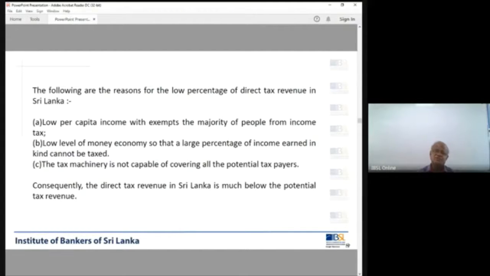Number two, exemption and income in kind. Number three, the tax machinery is not capable of covering all the potential taxpayers. Potential taxpayers are there, but the tax administration should be efficient to get taxes from all of them. These are not new people getting into the tax base. They are there, but the institution, the IRD, Inland Revenue Department, should get their taxes and increase efficiency.